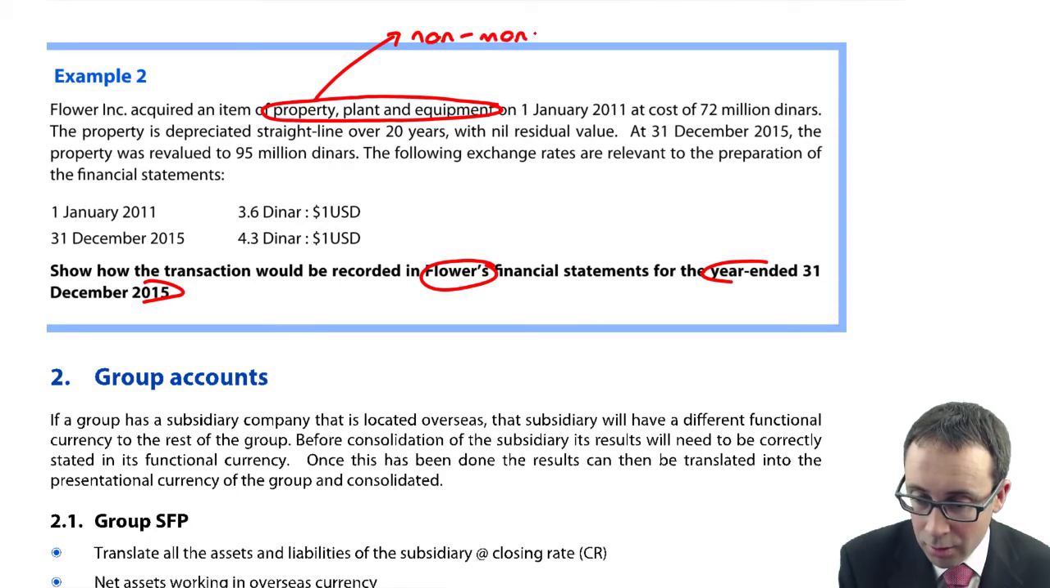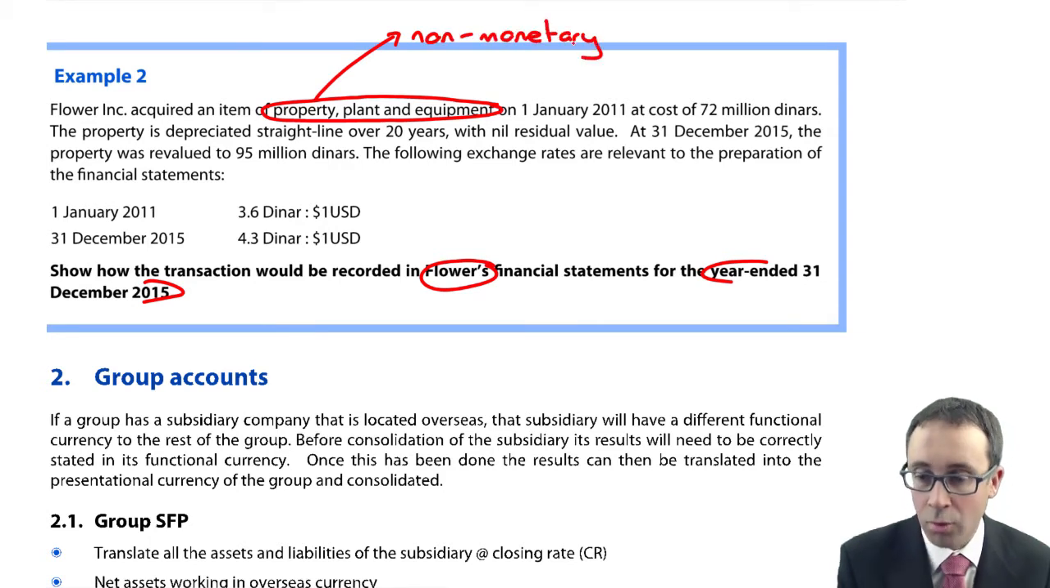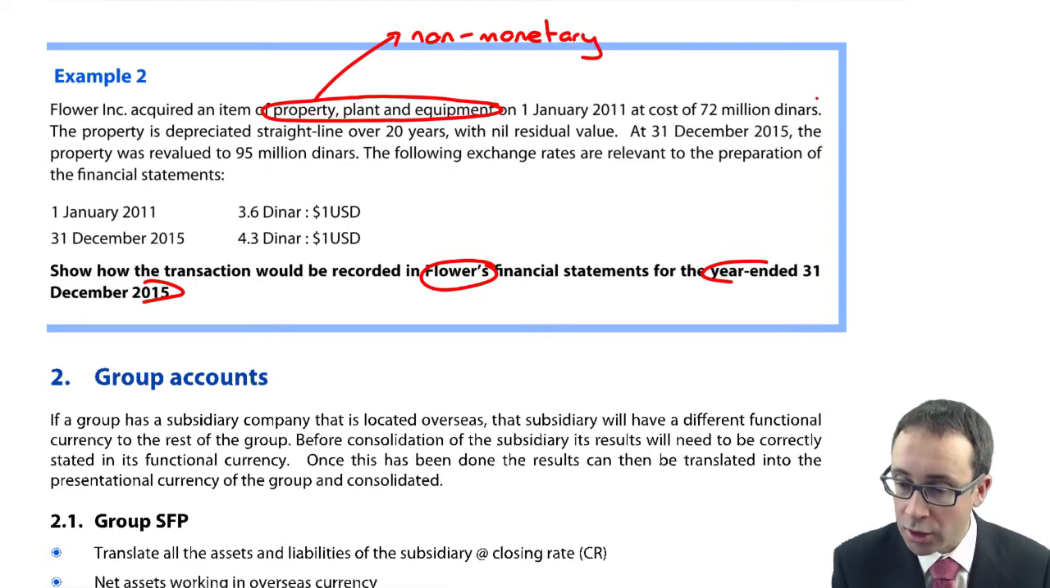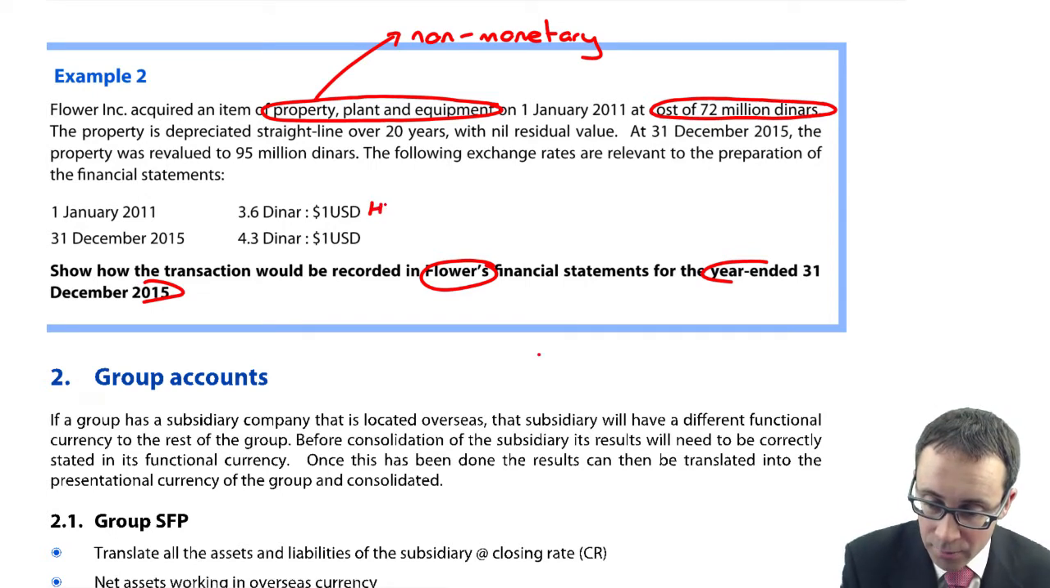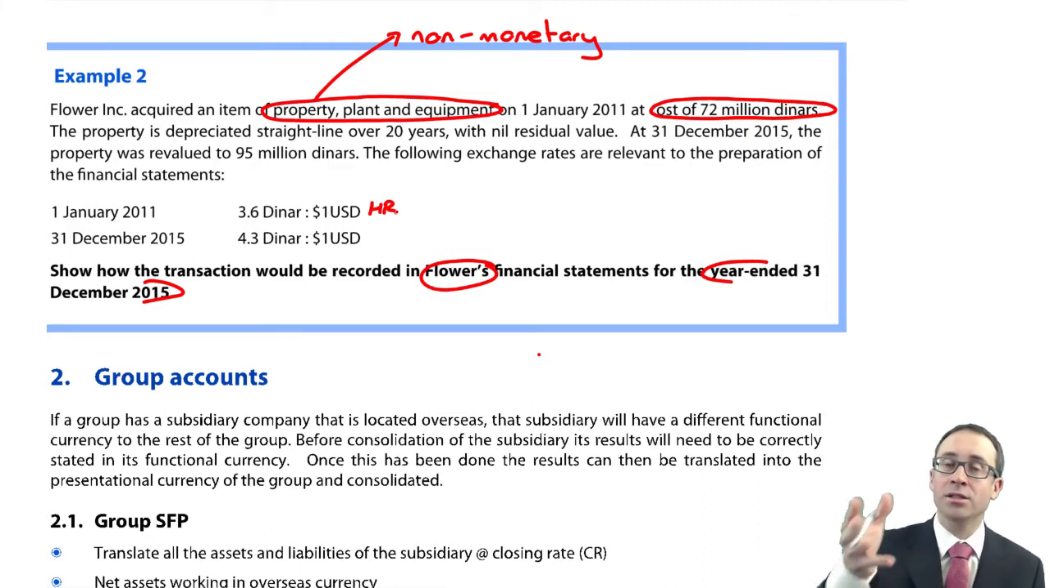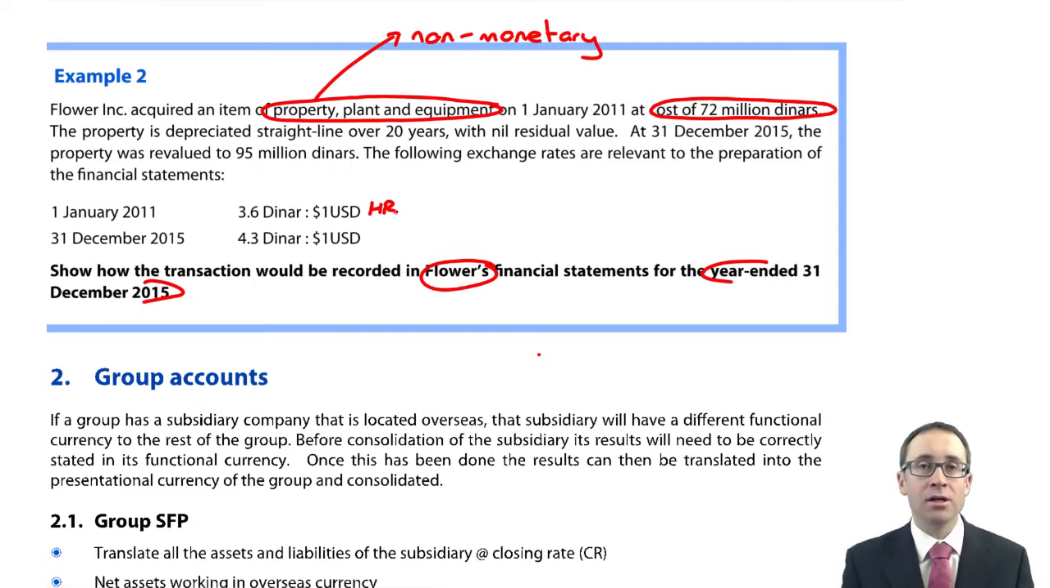as non-monetary. So what you would do is you would translate it at the rate that was in place on the date, you would depreciate it, and at each reporting period you would not retranslate it, okay, as it is a non-monetary item. So what you've got there, 1st of January 2011, we bought it at a cost of 72 million dinars. So the rate that was in place on that date would be 3.6. So we need to translate the 72 million dinars into however many million dollars.